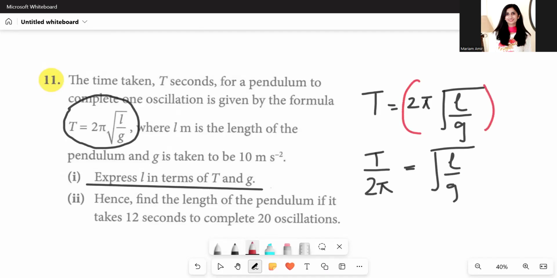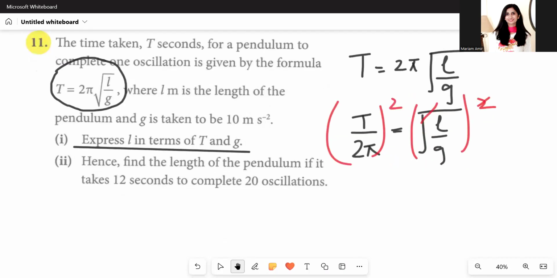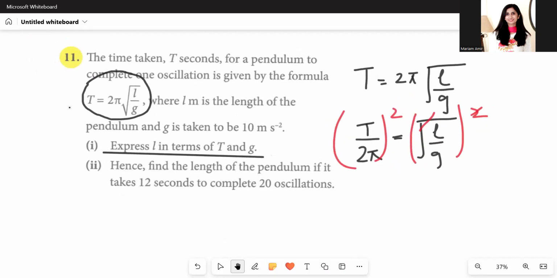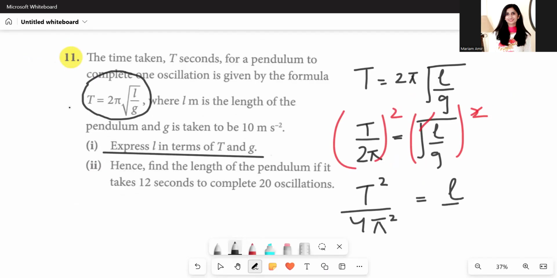Earlier, if you would have taken the square, these wouldn't have cancelled. Why? Because the square root was not on everything, but the square was on everything. Now, if you square both sides, the square and square root will cancel out because the square root is on everything and square is on everything as well. So it cancels. And let's expand the left hand side. If I open the square, what will I get? T squared upon 4 pi squared. Very good. Equals L upon G.